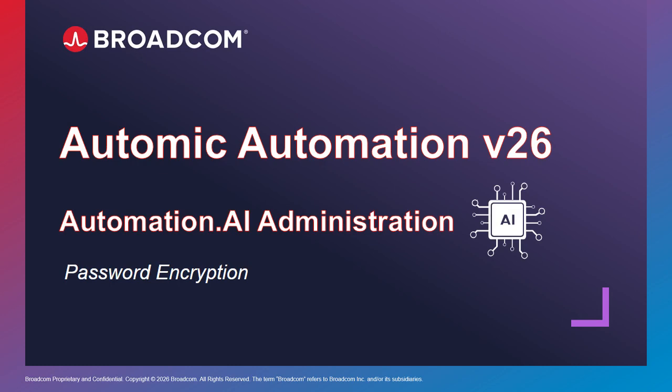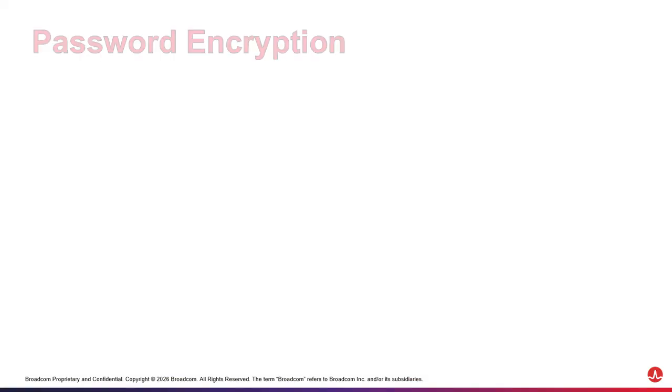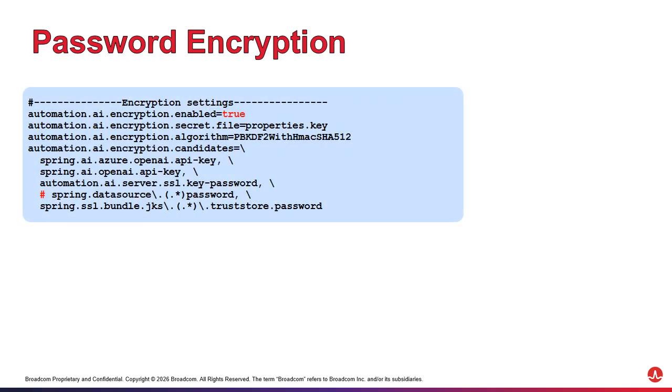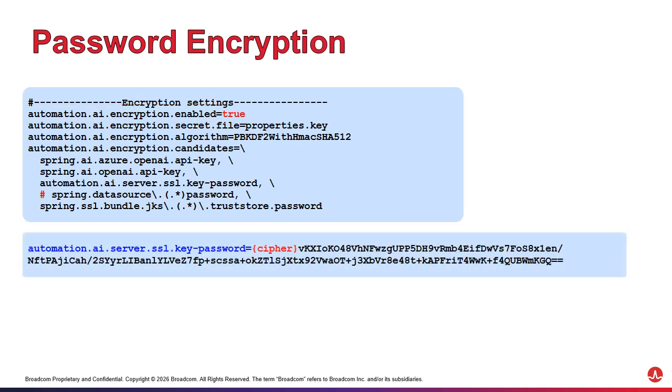In this video, we show how to encrypt all passwords contained in application.properties so that they aren't readable. The application.properties file includes a section for password encryption. By enabling it, we encrypt all clear passwords. A string of characters preceded by the term cipher in curly brackets is substituted to the password. Set the enabled setting to true.